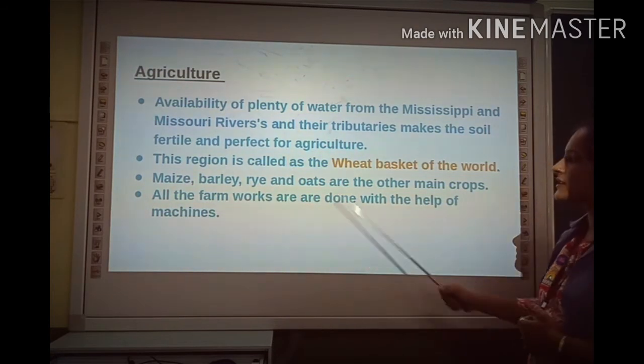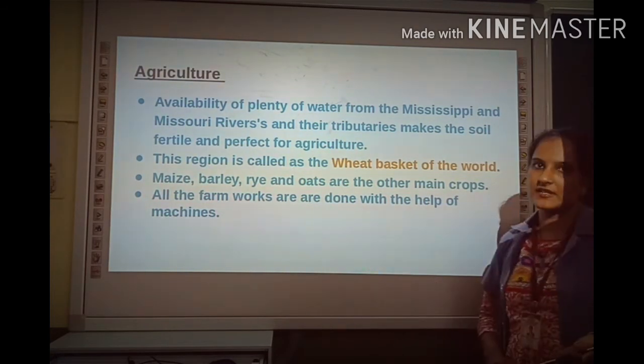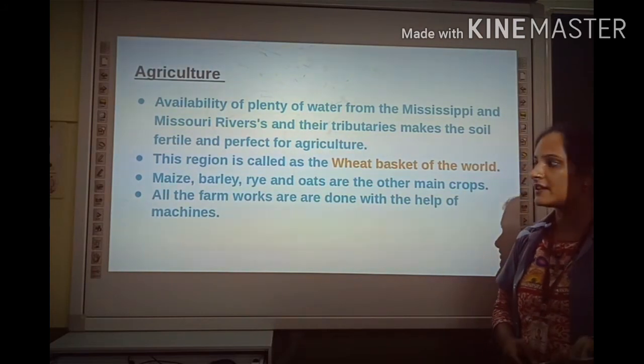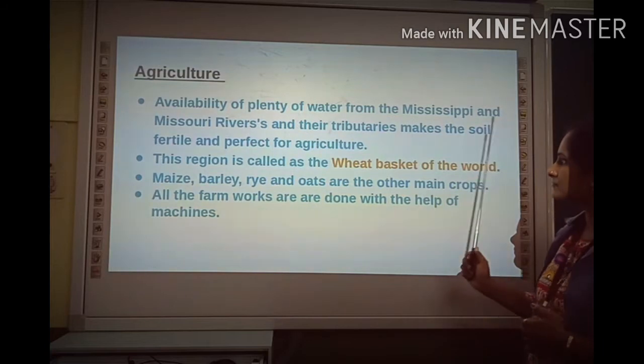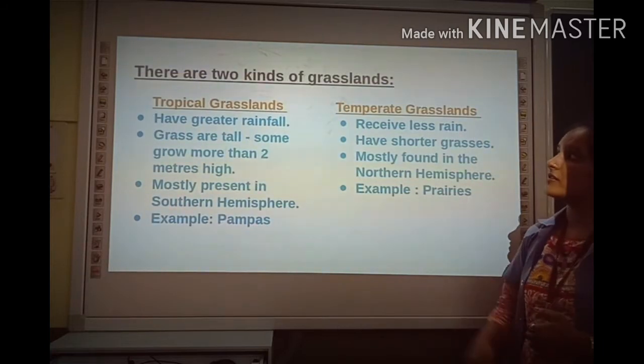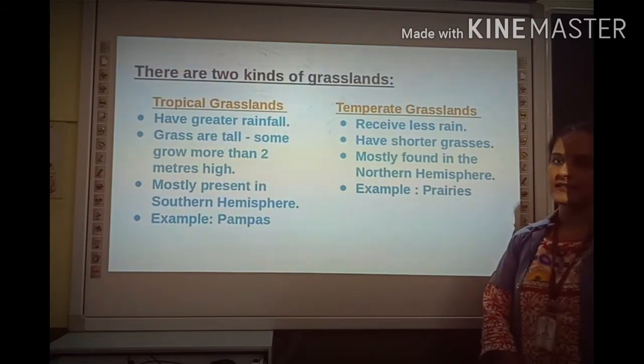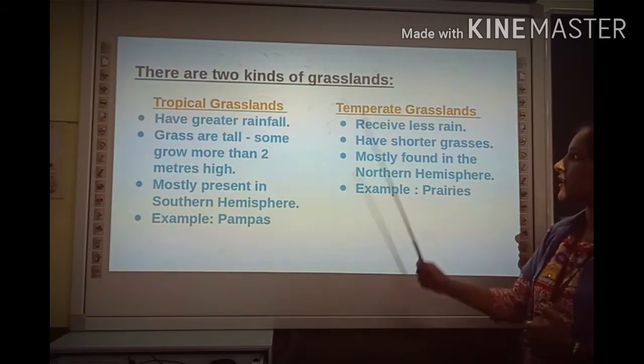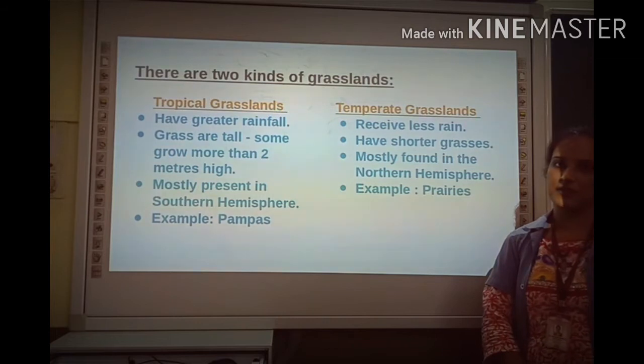All the farm work is done with the help of machines. So farm workers along with their families also stay there in the grasslands. Now there are two kinds of grasslands: the ones found in the tropical zone and the ones which lie in the temperate zone.